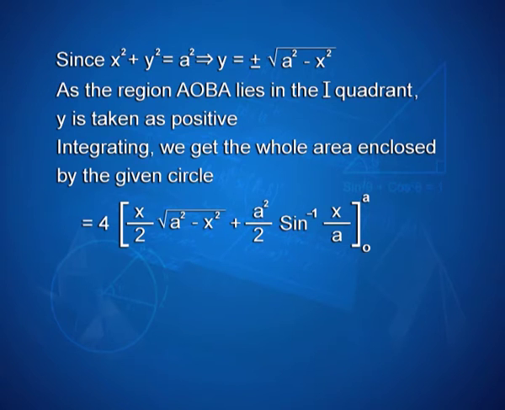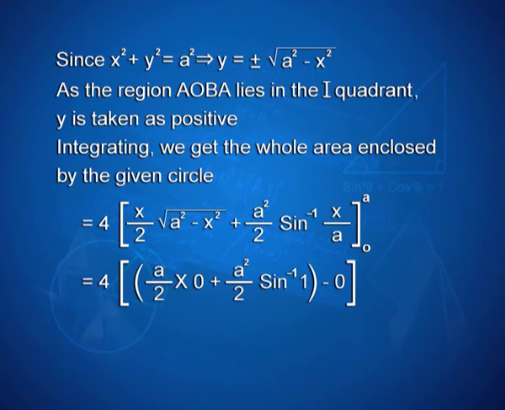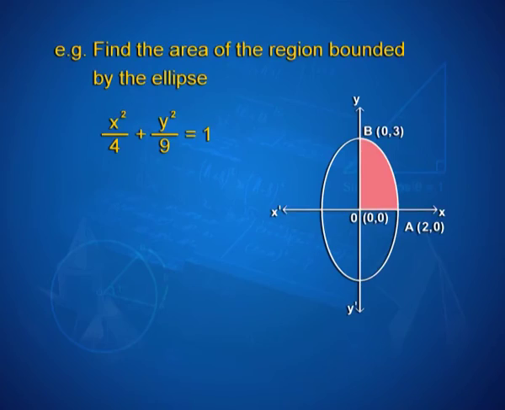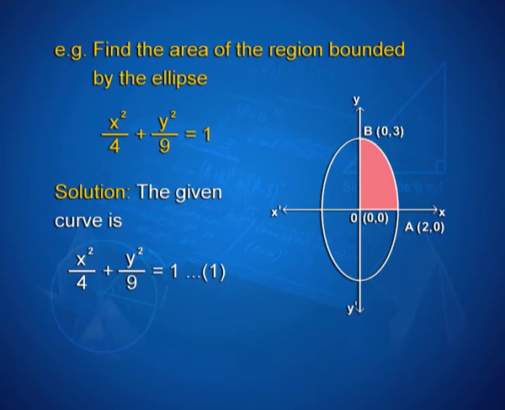On applying limits, we have 4 into a upon 2 into 0 plus a square upon 2 into sine inverse 1 minus 0. On simplification, we get 4 into a square upon 2 into pi upon 2, that is equal to pi a square. Here is one more example. Find the area of the region bounded by the ellipse x square upon 4 plus y square upon 9 is equal to 1. For the solution, the given curve is x square upon 4 plus y square upon 9 is equal to 1. Take this as first equation.